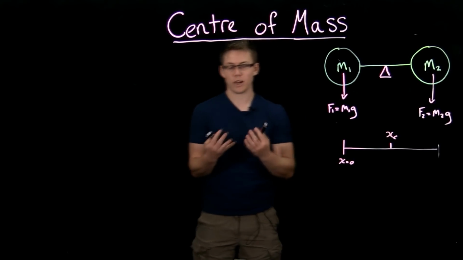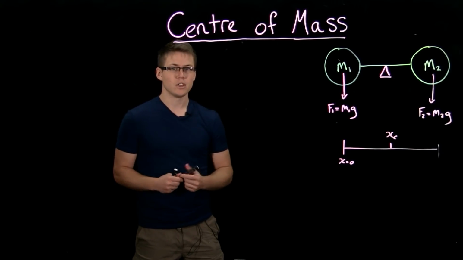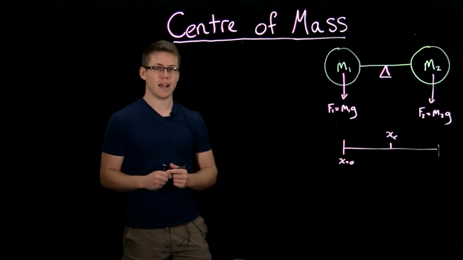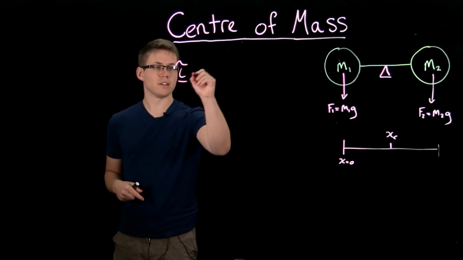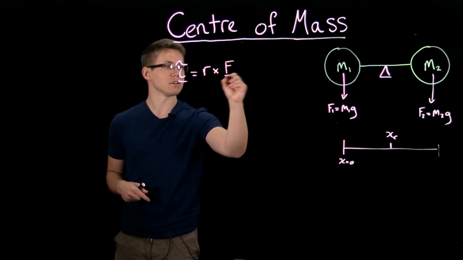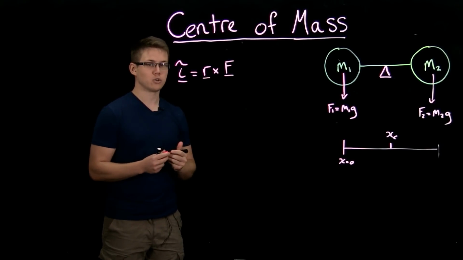Okay, we need to write down some equations and set ourselves up. So the first thing to do is to work out the torques that are going to be acting on this system. So the torque, in general, is given by this. It's a vector quantity which says r cross F. Okay, so we're going to have two torques, torque 1 and torque 2.